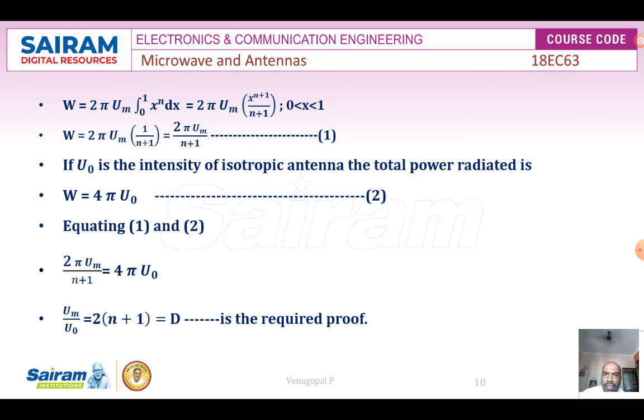If U naught is the intensity of the isotropic antenna, find the total power radiated for the isotropic antenna. W is equal to 4 pi U naught. Call it equation number 2. Equating equations 1 and 2, you will get 2 pi Um by n plus 1 is equal to 4 pi U naught. Then Um by U naught becomes equal to 2 into n plus 1. That is nothing but the directivity. So this is the required proof for the intensity U is equal to Um into cos to the power of n theta.